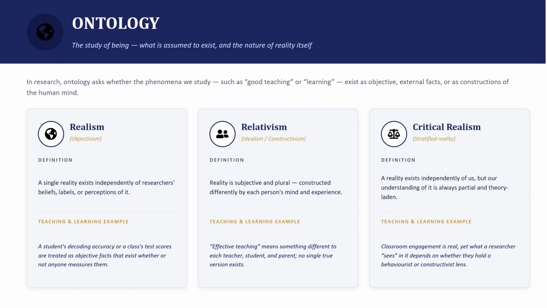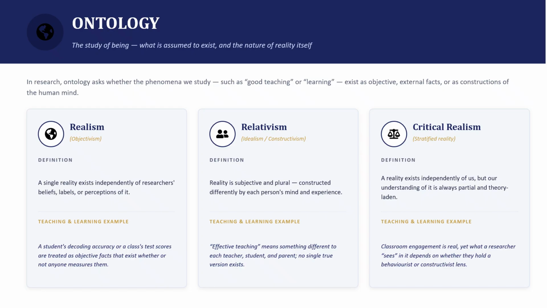Look at the definition. A single reality exists independently of the researcher's beliefs, labels, or perceptions of it. The researcher, if you are going to do the research, your feelings, your perceptions and your attitudes do not affect or influence the research process or the findings of your research, and the reality exists independently of the researcher. There is something called reality, and that is not influenced by the researcher.